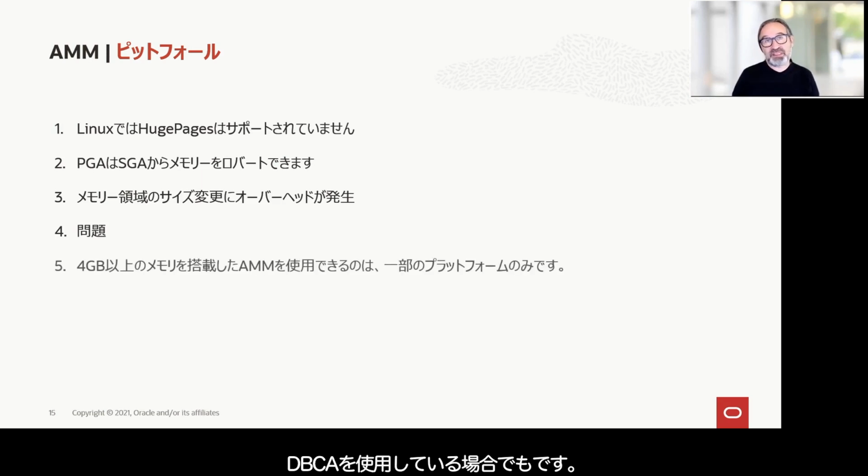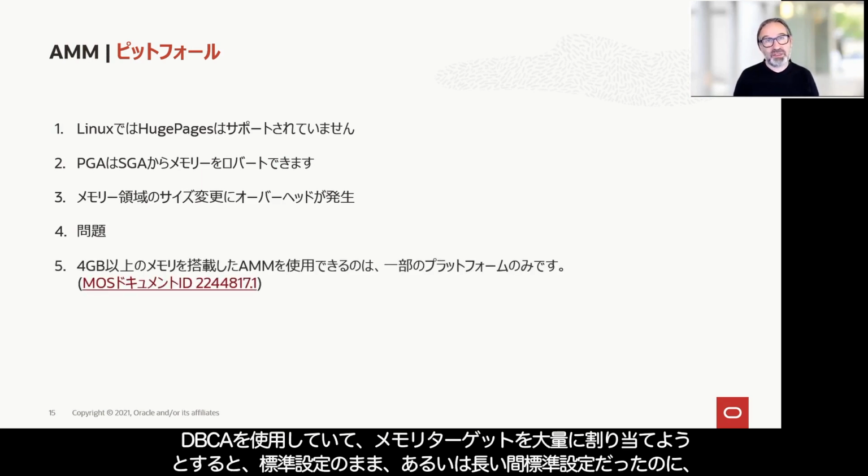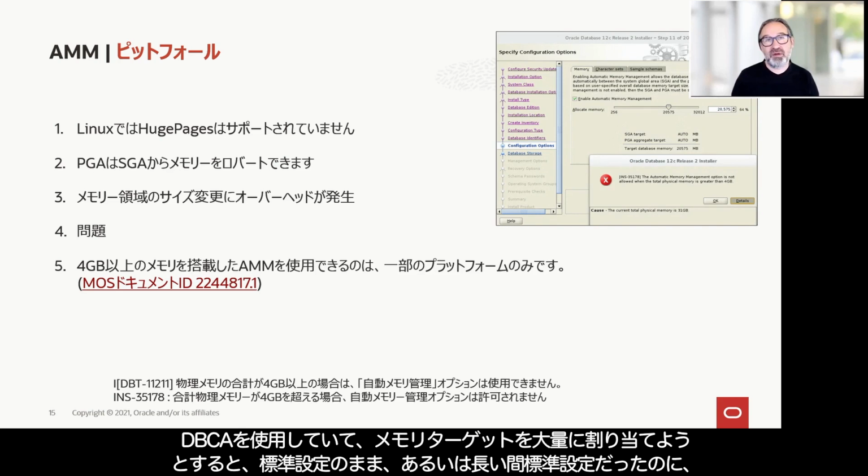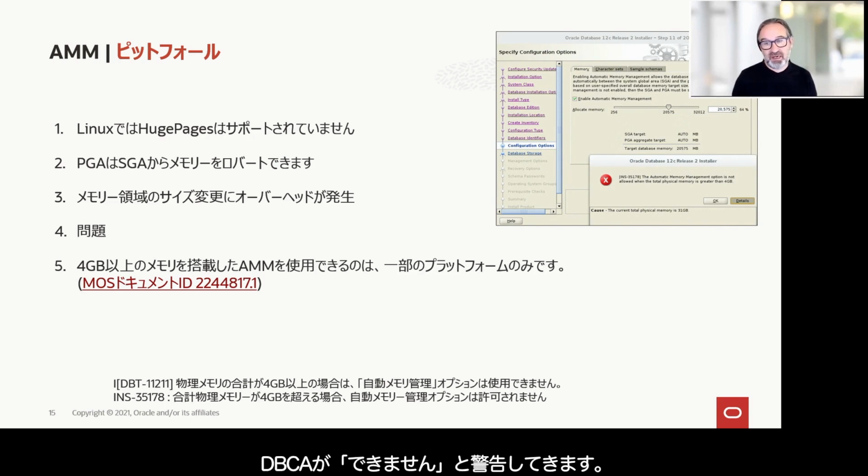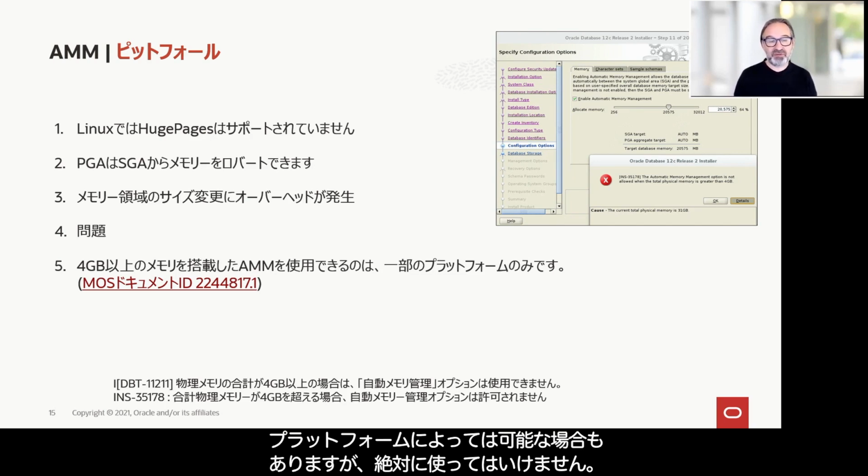Even when you use DBCA and you want to allocate now a lot of memory target, and it's still the standard setting, or it was for a long time the standard setting, the DBCA warns you and tells you, no, not possible. You can't allocate your memory here. Some platforms allow you that, but no, don't use it.